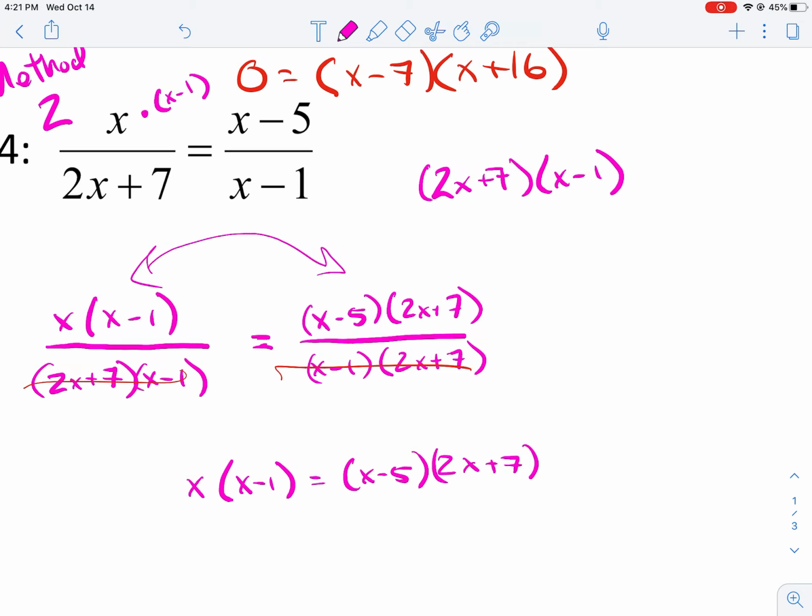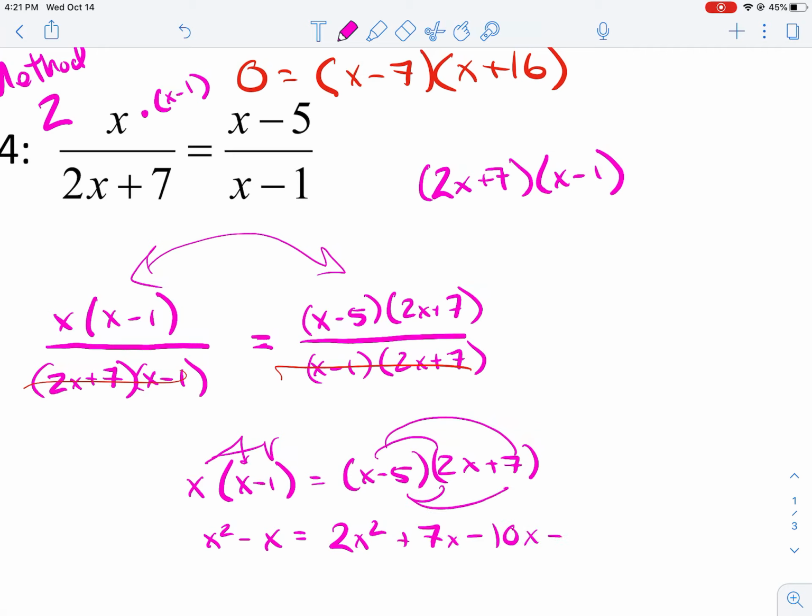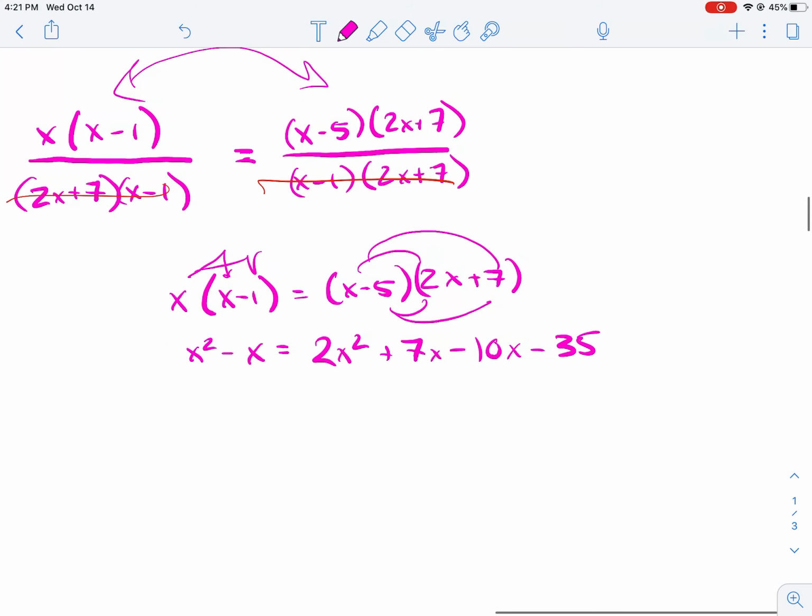All right, finally, let's distribute. So I get x squared minus x is equal to, so I start out with 2x squared plus 7x minus 10x minus 35. Okay, so I'm going to bring this x squared over. I'm going to add this x. So I subtract x squared, add x. Okay, so I'm left with a 0 on the left. I get x squared. All right, so 7x plus 1x gives me 8x. And 8x minus 10x is a negative 2x minus 35.